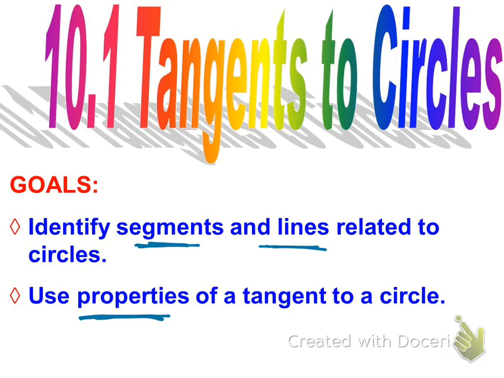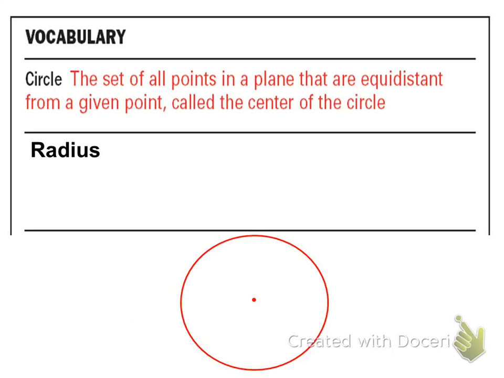Here we go. You should have already filled in your terms. A circle, in your own words. Kevin, what did you say it was? Set of all points in the plane that are equidistant from a certain point. That's it. A circle is the set of all points in a plane that are equidistant from a given point. And that given point is called the center.